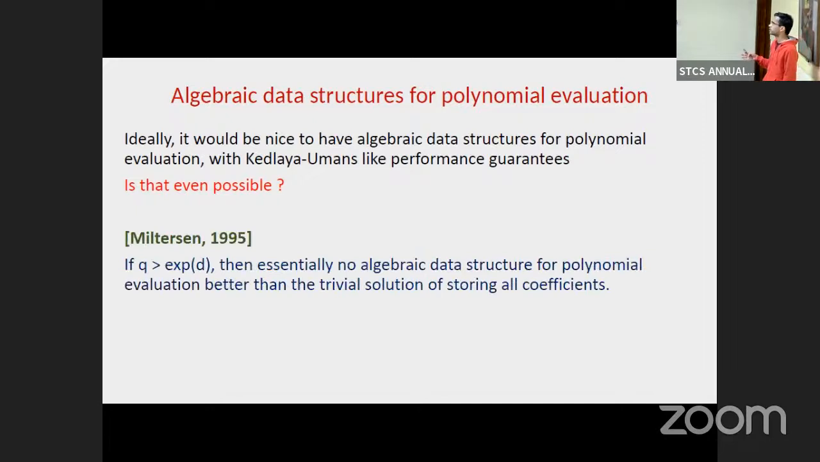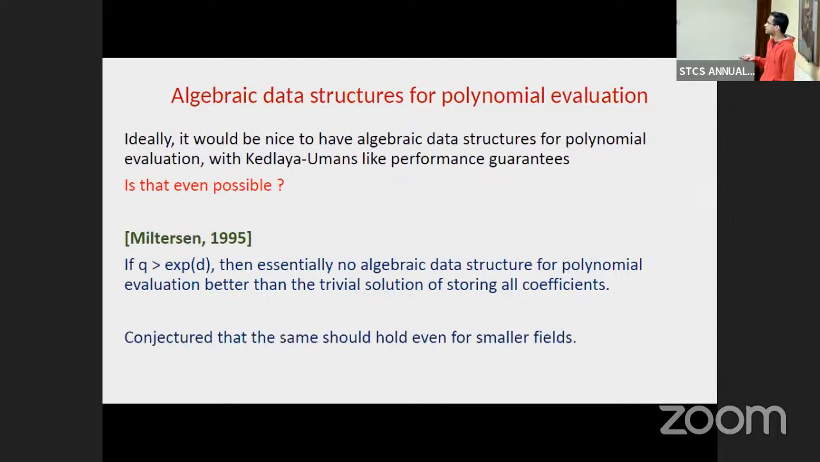And in '95, Mendelssohn showed that if your underlying field is very large, exponentially larger than the degree, then there is essentially no algebraic data structure for this problem that does better than the trivial thing of storing the polynomial. You basically end up storing the whole polynomial. That's the best we can do. So Mendelssohn's proof requires Q, the underlying field, to be exponentially large. And he conjectured that the same also holds for small fields. He thinks it's a limitation of his techniques that requires the underlying field to be large, and he expects the statement to be true globally.